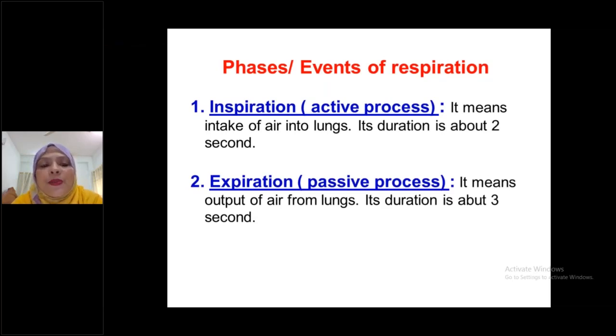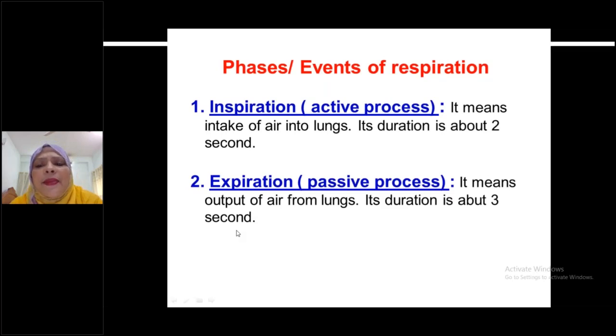Inspiration is an active process because inspiration means intake of air into the lungs. And the duration, very important for MCQ question and also for viva exam, is about 2 seconds. But expiration means output of air from the lungs, and its duration is 3 seconds. This is a very, very important viva question and equally important for MCQ exam.